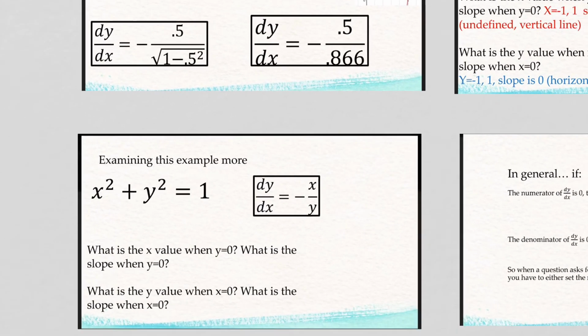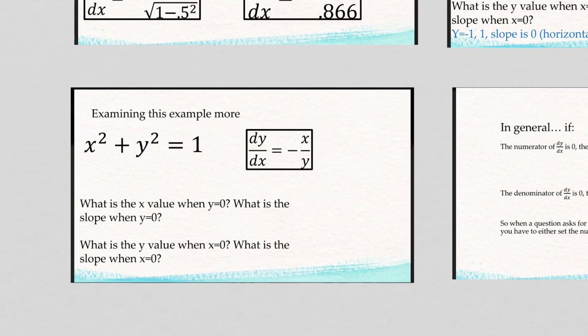So now we can examine this derivative closer and see what kind of information it tells us. A question to ask is, what is the x value when y is 0, and what is the slope when y is 0? Well, when y is 0, x must be plus or minus 1, right? Plus or minus 1 squared is equal to 1. So then we can figure out our slope by just plugging in here. We're going to plug in 0 for y. We're going to plug in plus and minus 1 for x.